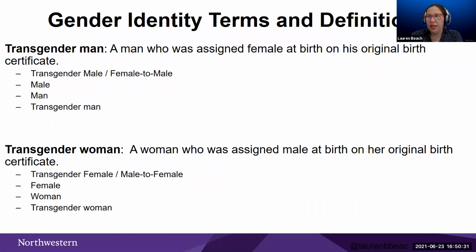A transgender man is a man who is assigned female at birth on his original birth certificate. A transgender woman is a woman who is assigned male at birth on her original birth certificate. Notice here that people who could be classified as a transgender man or a transgender woman by these definitions may not personally identify as a transgender man. They may identify, as you see here, as a man or as a male.